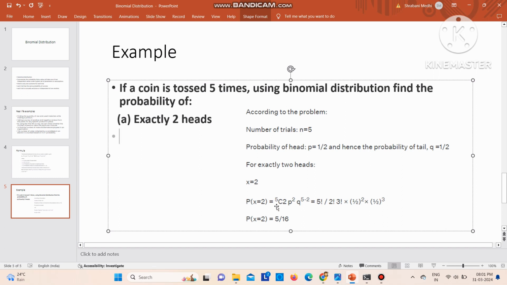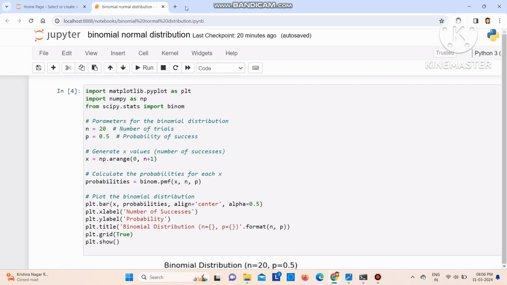Now as I have told earlier, 5C2 is 5 factorial divided by 2 factorial into 3 factorial. So you just put it in the formula and you will get 5 by 16. So the probability of getting 2 heads when you toss a coin 5 times is 5 by 16. Now let us see how we can plot the binomial distribution using Python.